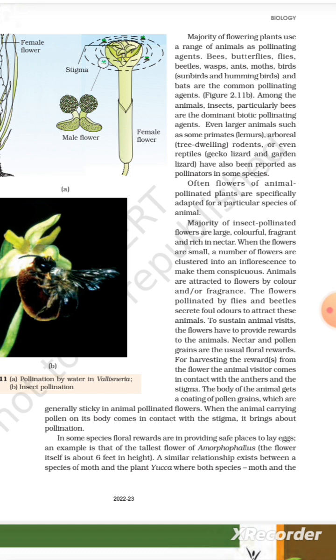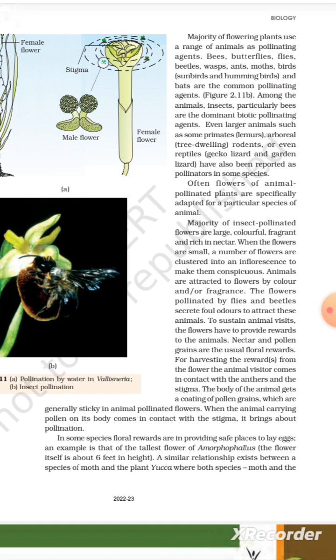To sustain animal visits, the flowers have to produce rewards for the animals. Nectar and pollen grains are the usual floral rewards. For harvesting the rewards from the flower, the animal visitors come in contact with the anther and the stigma. The body of the animals gets a coating of pollen grains, which are generally sticky in an animal pollinated flower. When the animal carrying pollen on its body comes in contact with the stigma, it brings about pollination.